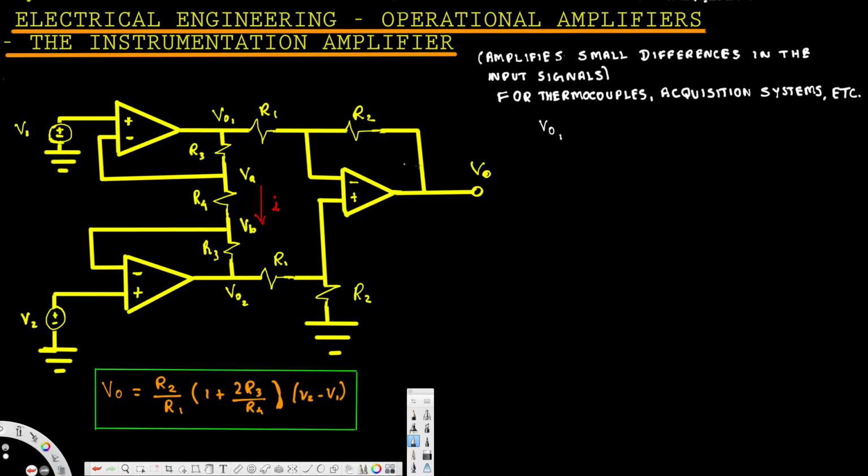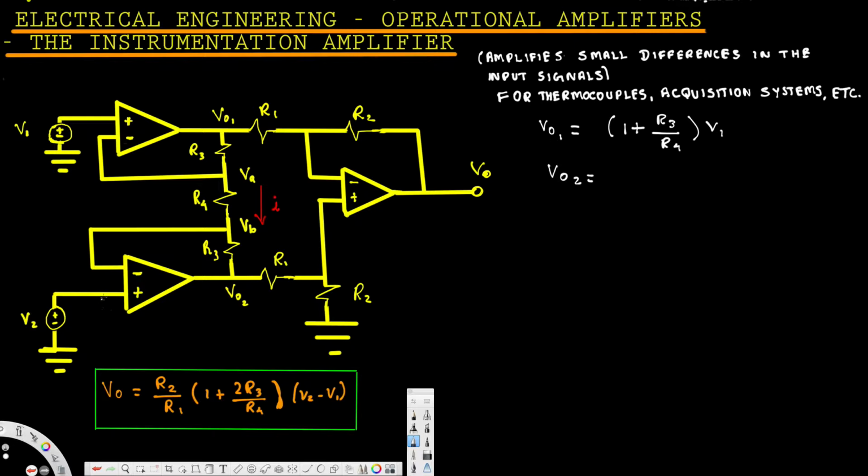So for the first one, VO1, that's going to be equivalent to 1 plus the feedback resistance. In our case, the feedback resistance for this one is equal to R3. So this is going to be 1 plus R3 divided by R4 times the input voltage, that is V1. Okay, so this is VO1. Then we are going to calculate VO2.